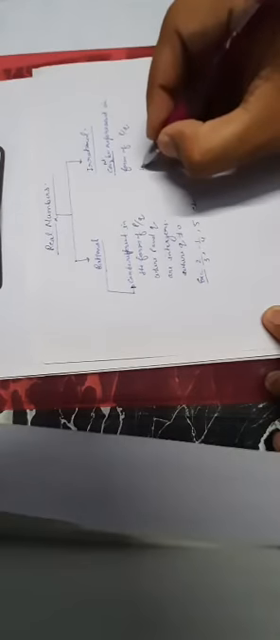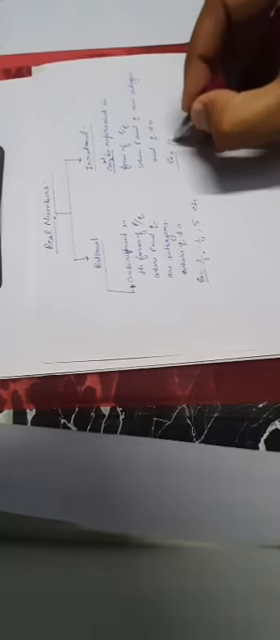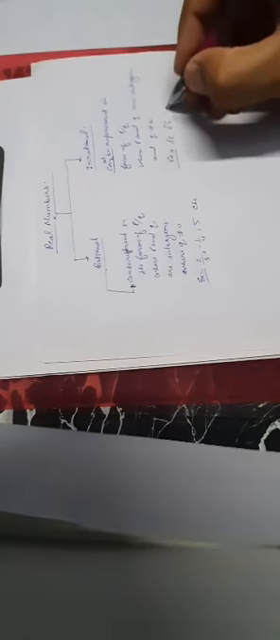Now we discuss the irrational numbers. The numbers that cannot be represented in the form of P upon Q, where P and Q are integers and Q is not equal to 0, are called irrational numbers. For examples, root 3, root 5, etc.